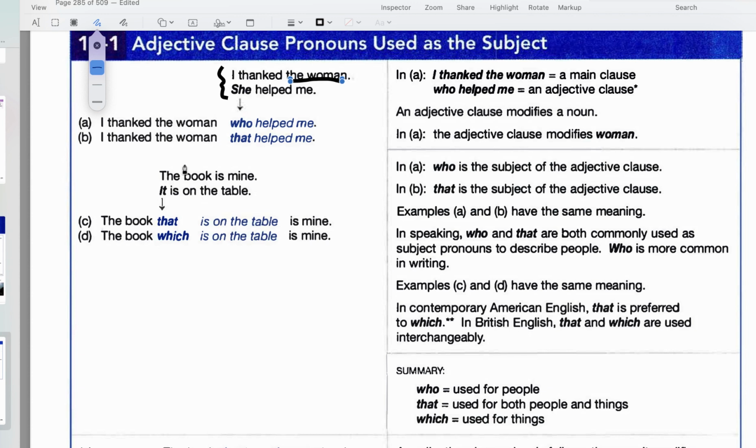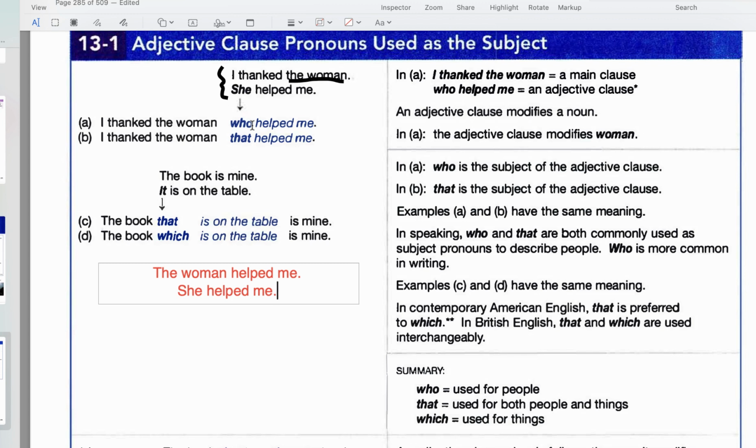Or we could also say something like this. We can also say she is the woman, and I'll put this down here so you can see. So we could also say the woman helped me. Or as you can see above, she helped me. And if we want to put that sentence into the main clause, like I thank the woman, instead of repeating the woman or saying the pronoun she, we're going to use a relative pronoun that we use in adjective clauses.